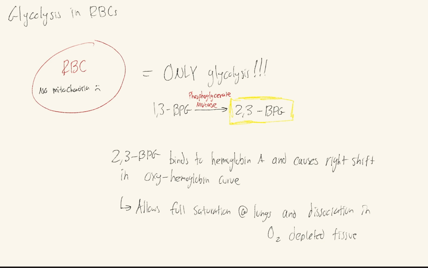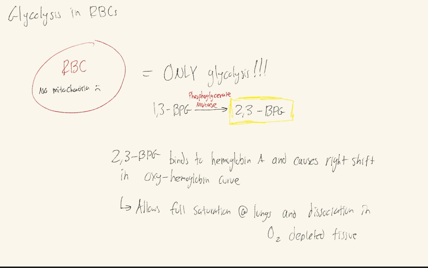in glycolysis of red blood cells specifically, in the stage where we're at 1,3-BPG, we have a special enzyme known as phosphoglycerate mutase. Phosphoglycerate mutase results in the production of a molecule known as 2,3-bisphosphoglycerate. What 2,3-bisphosphoglycerate does is it binds to hemoglobin A, which is the oxygen-carrying protein of our red blood cells, and it causes a right shift in the oxyhemoglobin curve.